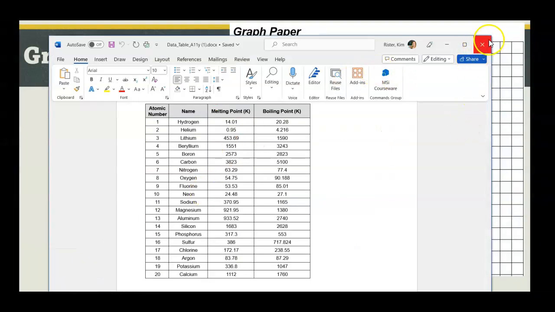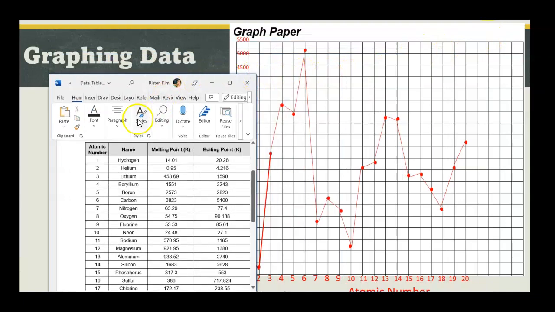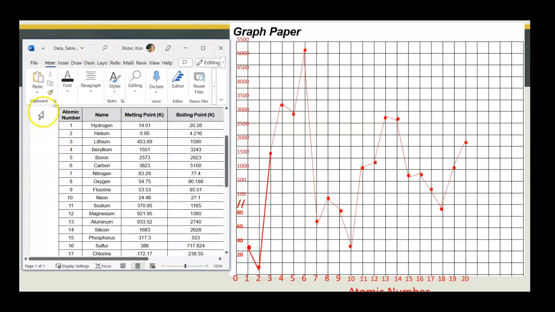So I'm going to try to make this as small as possible so it'll fit on the screen over here. Basically you're going to start with element 1, hydrogen. We're graphing it, and the boiling point, remember we're doing boiling points in red, is 20.28. So it's going to be right above really the 20 mark. Okay, so that covers element number 1.